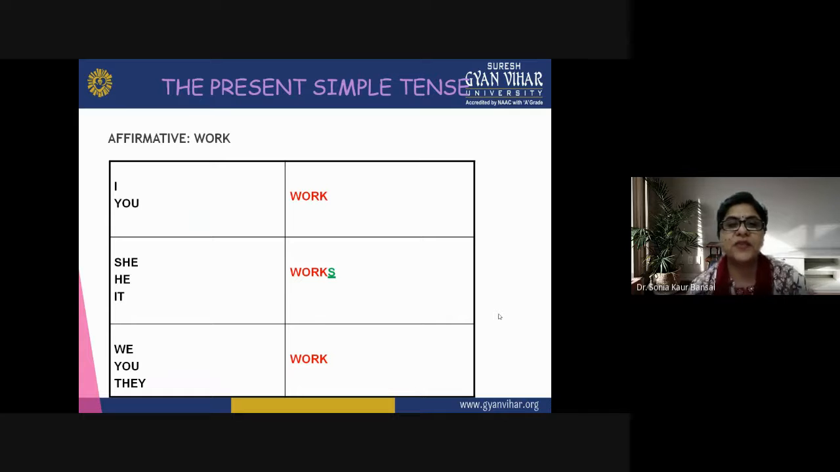Then the present simple tense, like affirmative, work. I, you work only. She, he, it works. We, you, they work only. So if it is singular, like she, he, it, it will be works, and if it is plural, we, you, they, then work will be only. There will be no s or es.